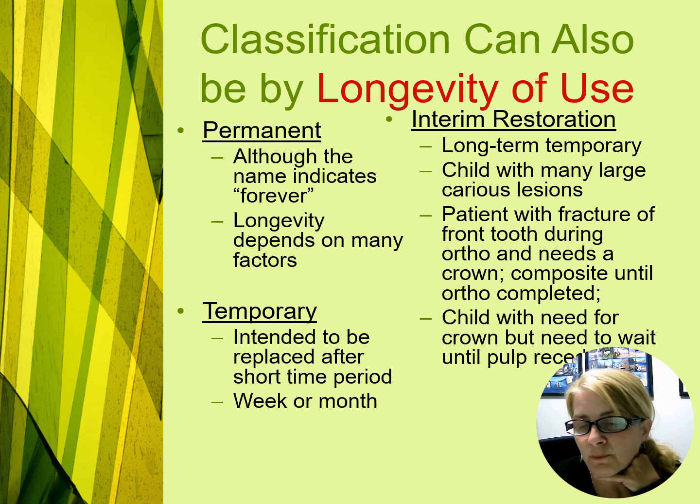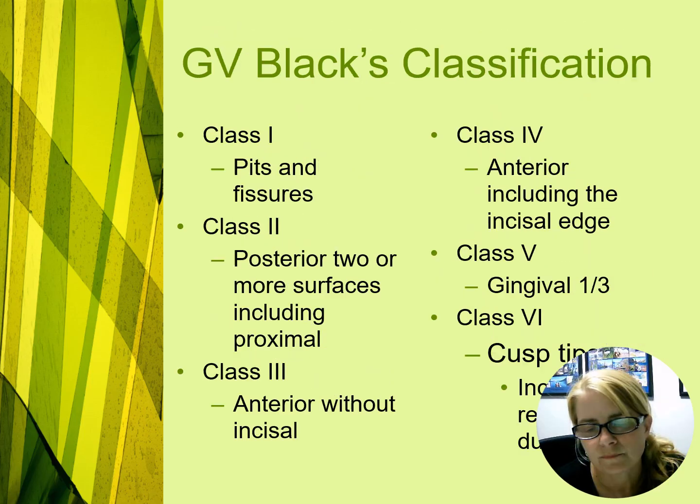We would not do a permanent crown on a patient until they were 16, 17, 18 years old, until it was completely erupted and the root was formed and we're not going to get any more movement. A child might need a temporary restoration while we're waiting until the pulp gets a little smaller. So lots of different reasons for interim restorations, but there's permanent, temporary, and interim restorations.